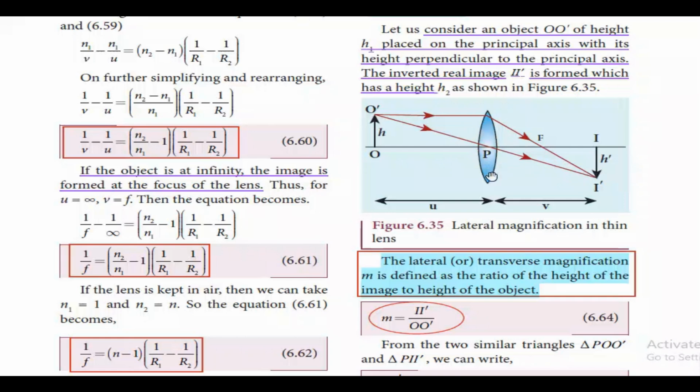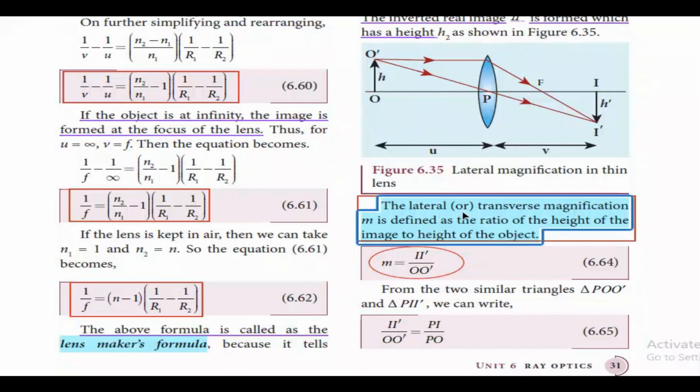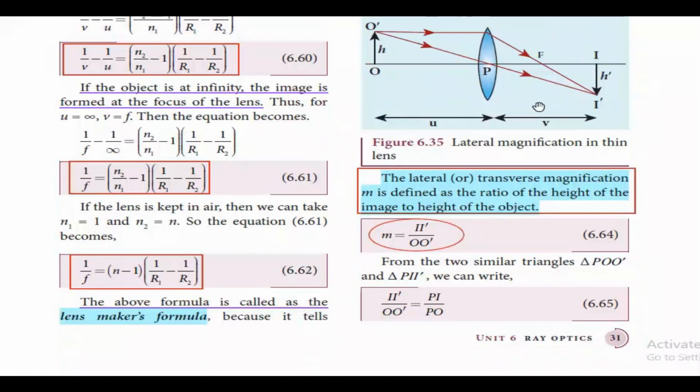So this is the thin lens, and the object is kept at this point OO', having a height h, and the rays are like this. Therefore the image will be formed at this point II', and its height is h'. The object distance is u and the image distance is v, as given here. So this is how the object is magnified, and we can see the image right at this point.